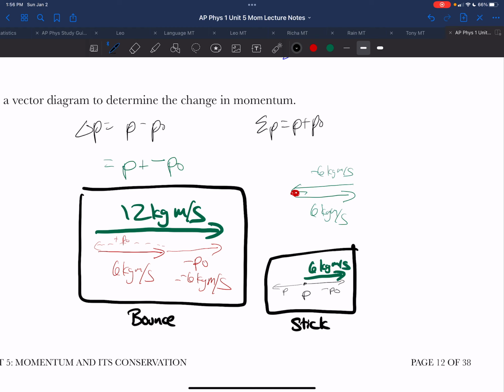Smaller change in momentum, smaller rate of change in momentum. This one hurts, and this one hurts less. In fact, it hurts half as much. So what is this rate of change of momentum? Stay tuned.